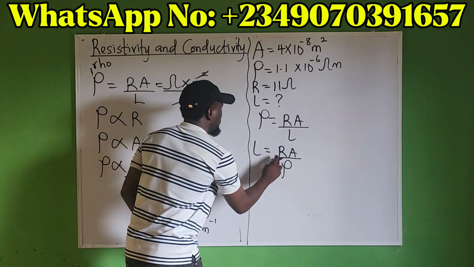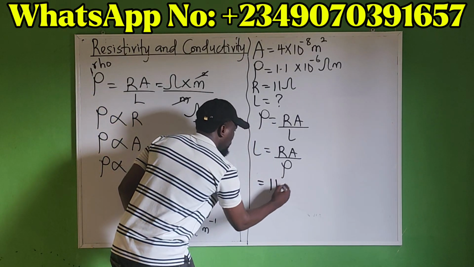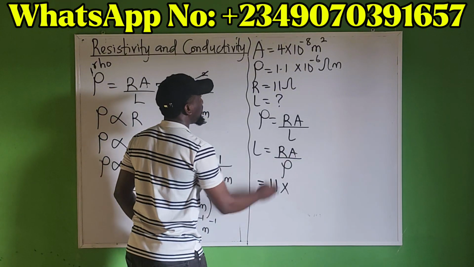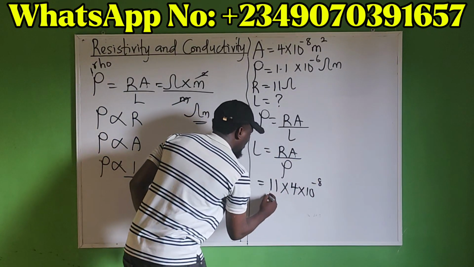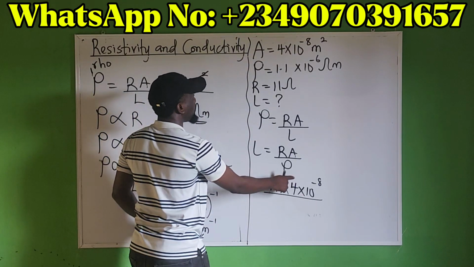So what is the value for R? R is 11 multiplied by A. A is 4 times 10 raised to power negative 8, then divided by resistivity.